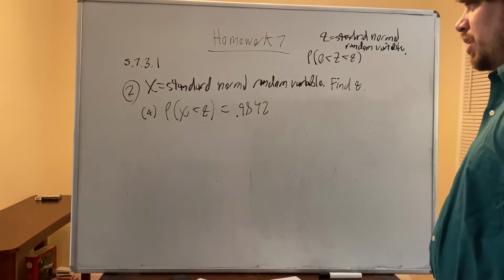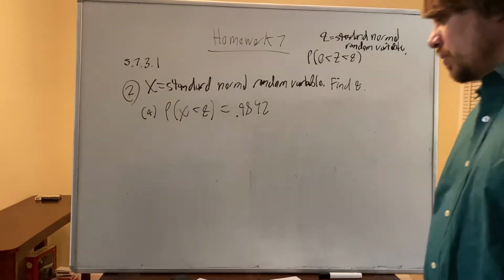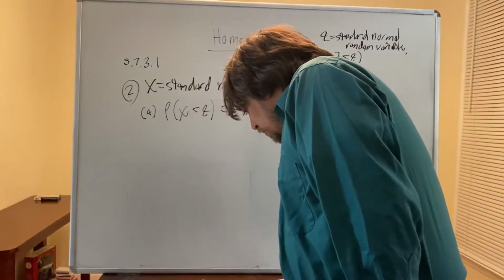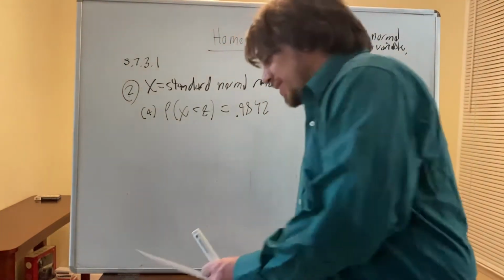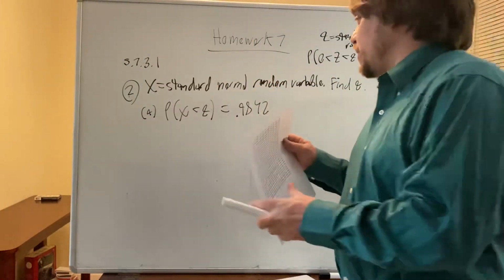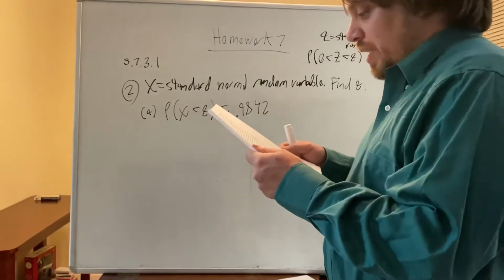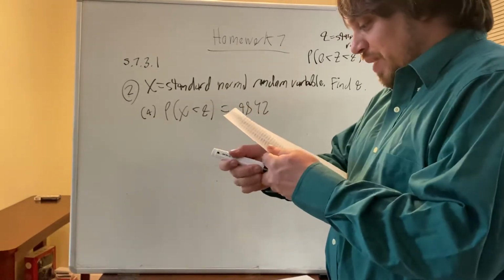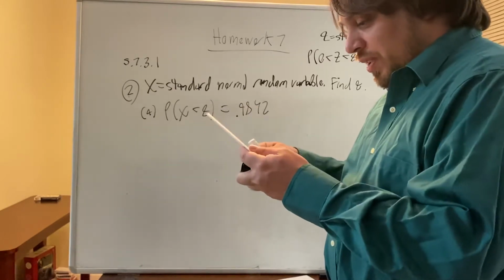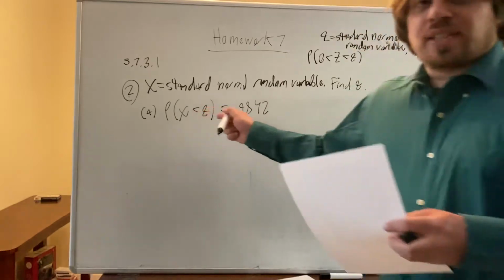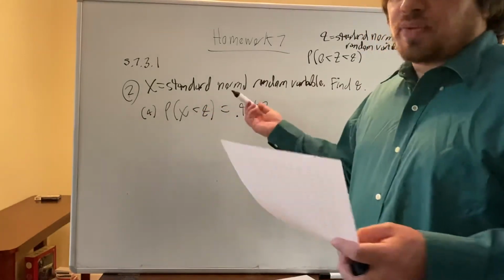Okay, so you have this long table of over 300 numbers. You kind of have to go fishing for the right number. Now, this might seem silly, but okay, so I see it. So the probability that x is less than z is equal to 0.9842.